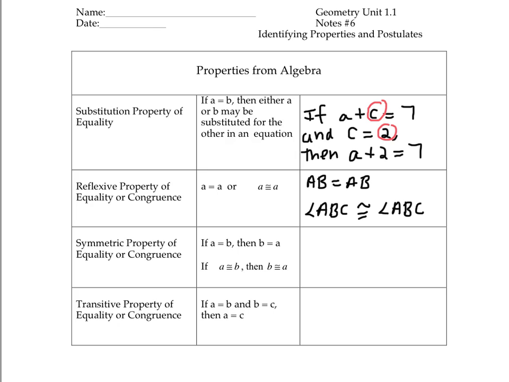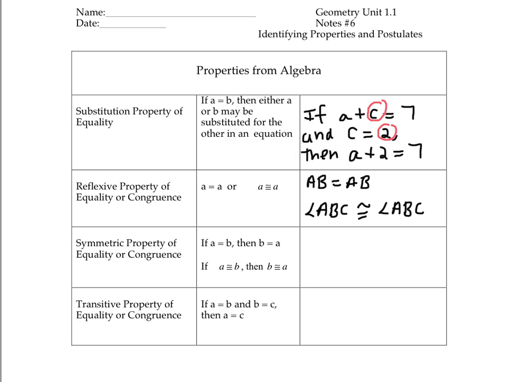Now, pretty soon we'll be writing proofs, and we use the reflexive property of equality or the reflexive property of congruence to introduce different things into the proof. We'll talk more about that later on. The third property is called the symmetric property of equality or congruence. Now, it's similar to the reflexive property, but it's obviously not the same.